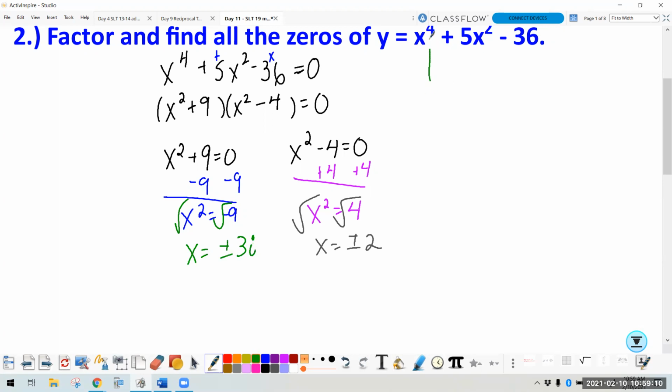So let me check. This degree is 4, so the total number of zeros, real and complex, should be 4. And I have 4 answers here.